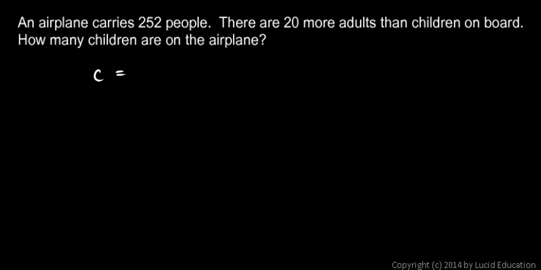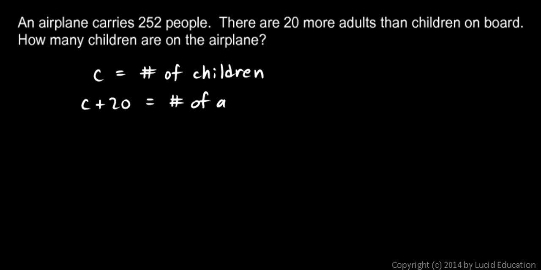I'll say C is equal to the number of children. And if there are 20 more adults, then I'll say C plus 20 is the number of adults. So I have the number of adults and the number of children both written using only one variable, the variable C.